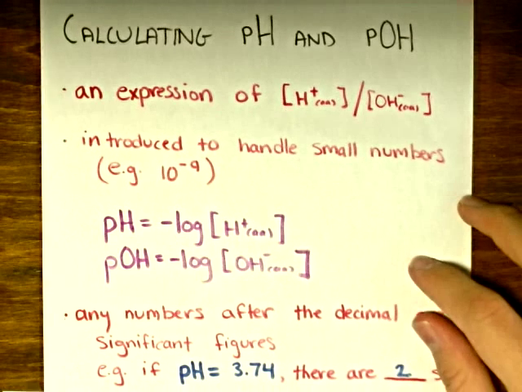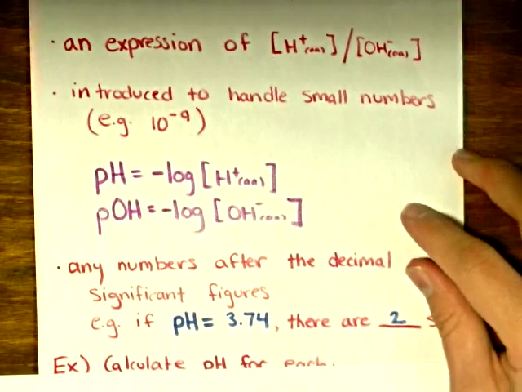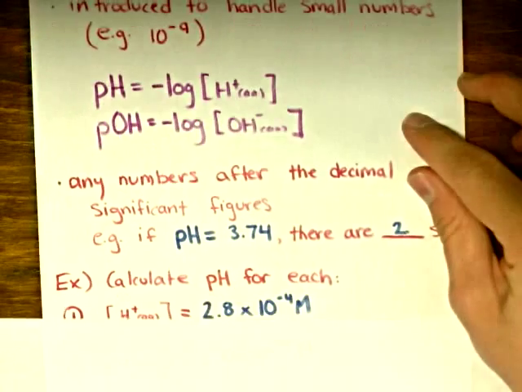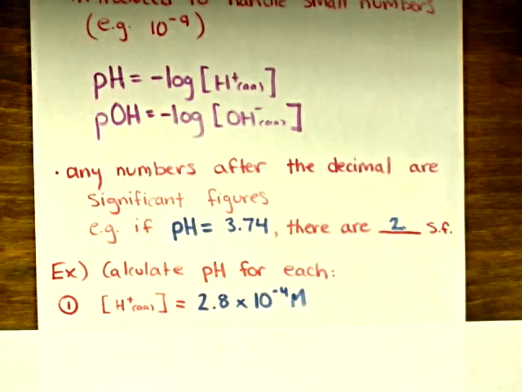So let's do a couple of examples. We're going to be calculating the pH for each. In the first part, we have a hydrogen ion concentration of 2.8 times 10 to the 4 moles per liter.